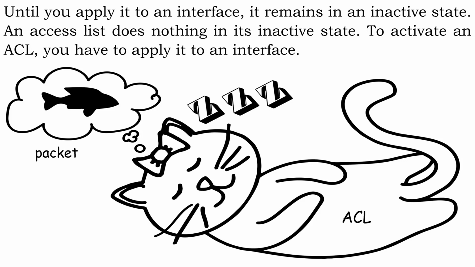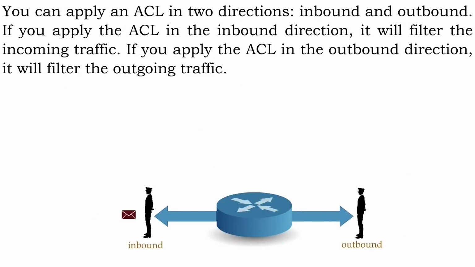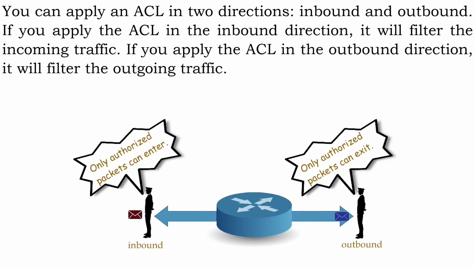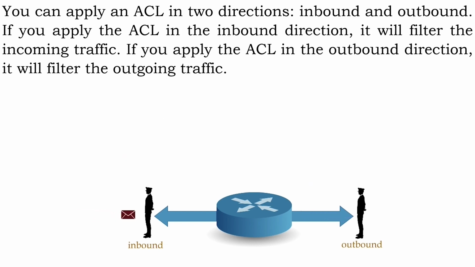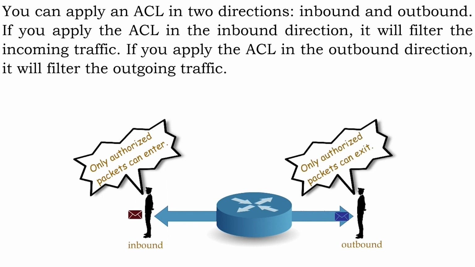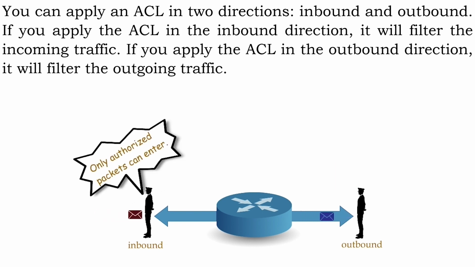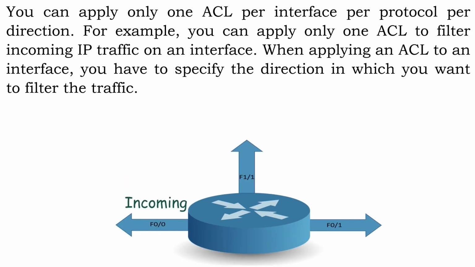To activate an ACL, you have to apply it to an interface. You can apply an ACL in 2 directions, inbound and outbound. If you apply the ACL in the inbound direction, it will filter the incoming traffic. If you apply the ACL in the outbound direction, it will filter the outgoing traffic. You can apply only one ACL per interface per protocol per direction. For example, you can apply only one ACL to filter incoming IP traffic on an interface.